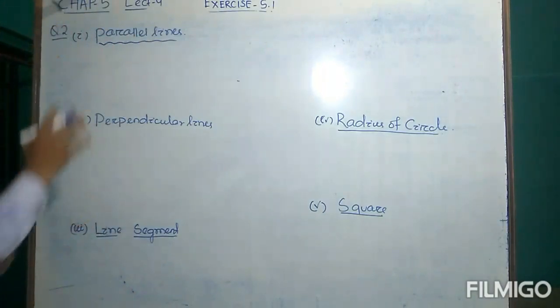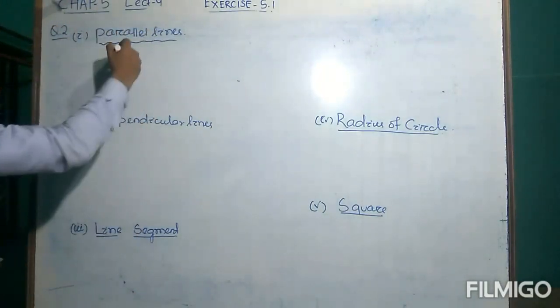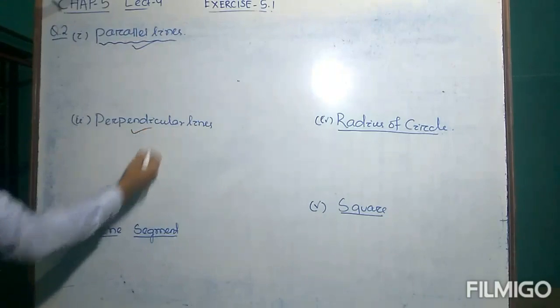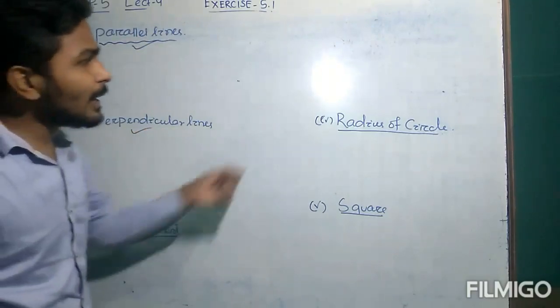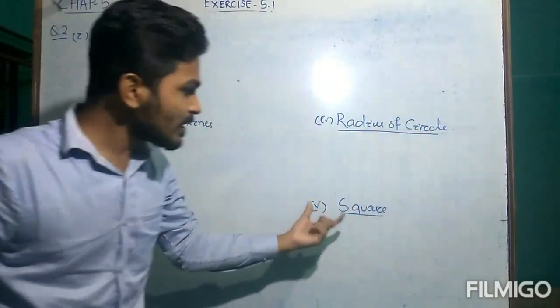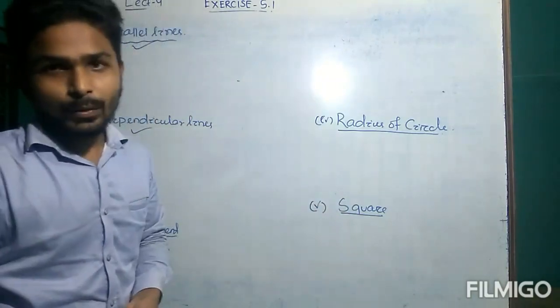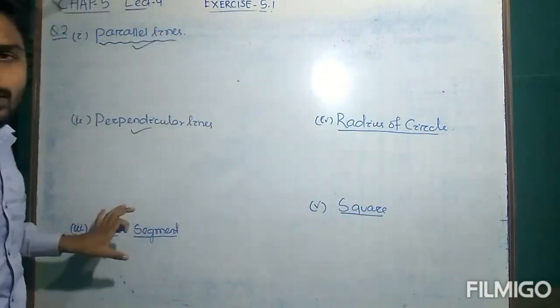Understood? Coming to question number 2. In question number 2, you have to define such terms as: what are parallel lines, what are perpendicular lines, what is a line segment, what is the radius of a circle, as well as what is a square. So we have to define such terms.